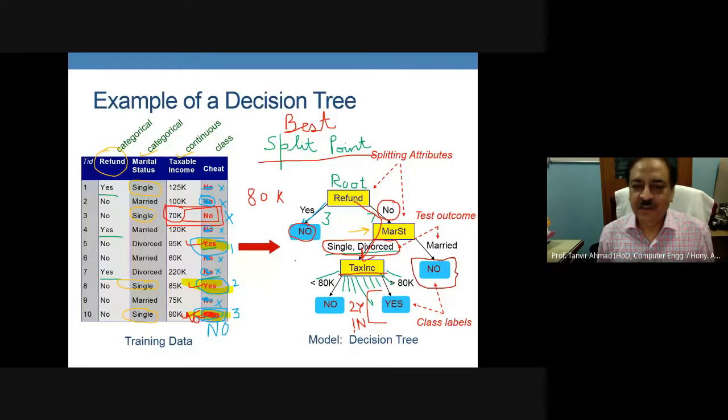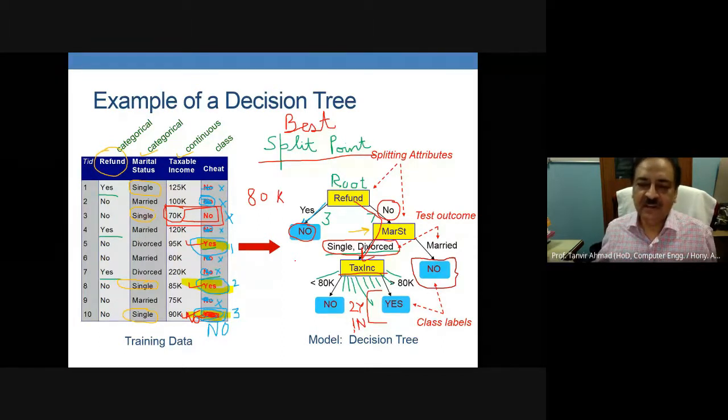For example, if you had split on taxable income and all the values came on one side, then at that point of time, you could have used it like this, that value will come on the one side.